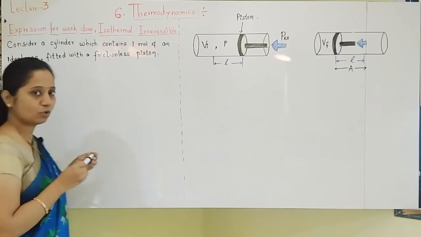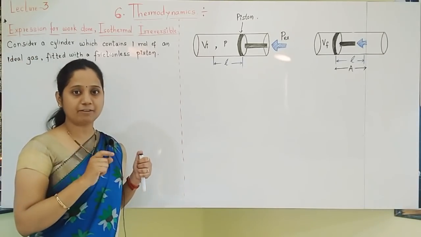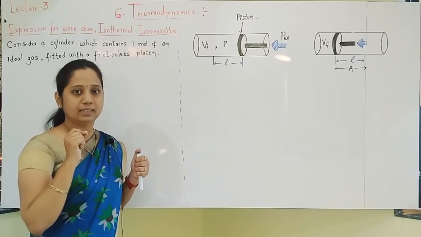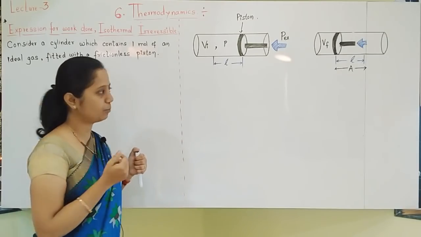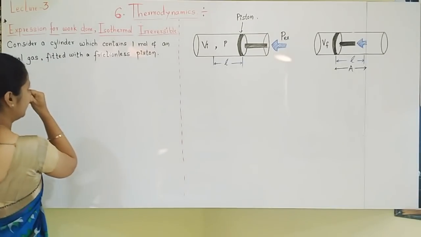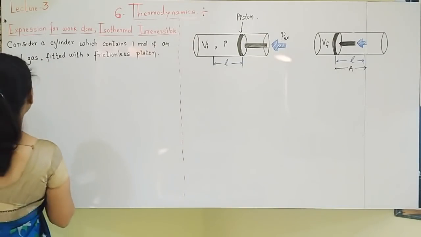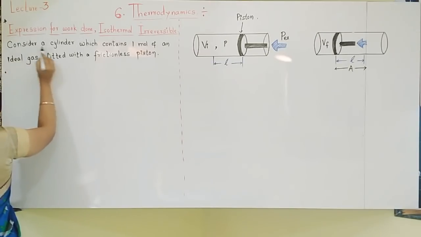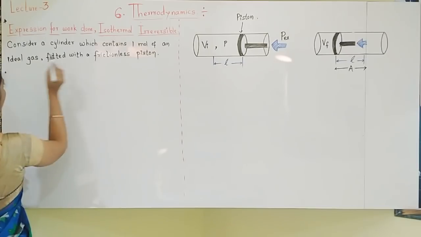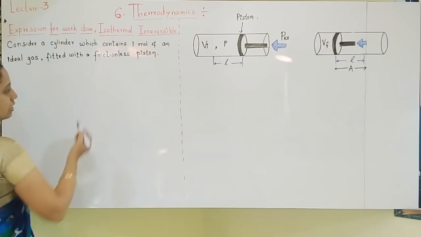Previously also, whatever problems I have written were very important. Under the heading, write down problems based on the first law of thermodynamics. Now let us write this derivation, which is also a very important derivation. So first I should mention a few things. Consider a cylinder which contains 1 mole of an ideal gas fitted with a frictionless piston.